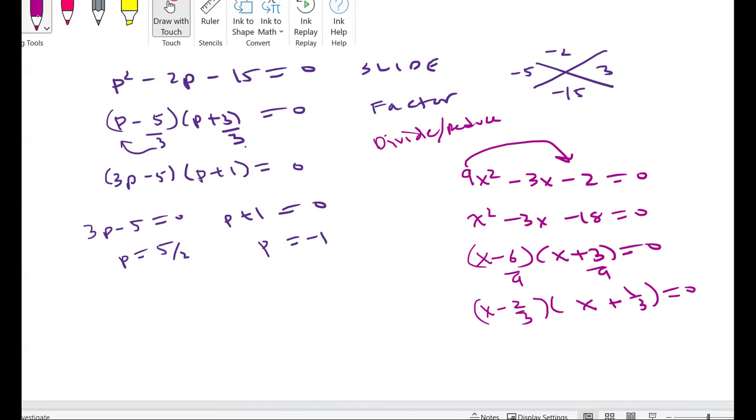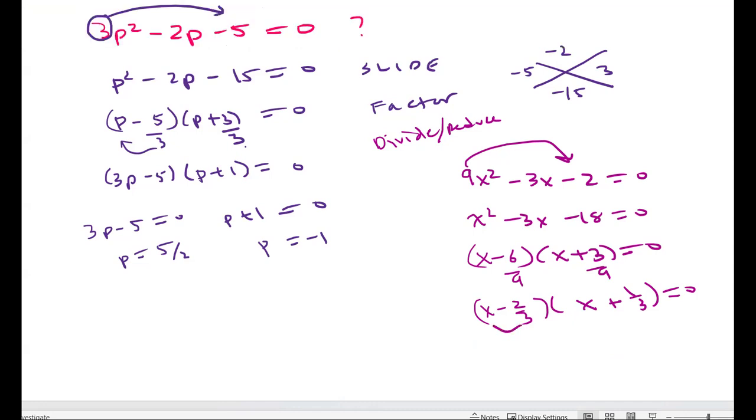Getting ahead of myself. All right, so now we can't reduce them any further, so what we need to do is bring them to the front. So that gives me 3x minus 2. And then this one will be 3x plus 1 equals 0. Then we can set them both equal to 0 and solve.